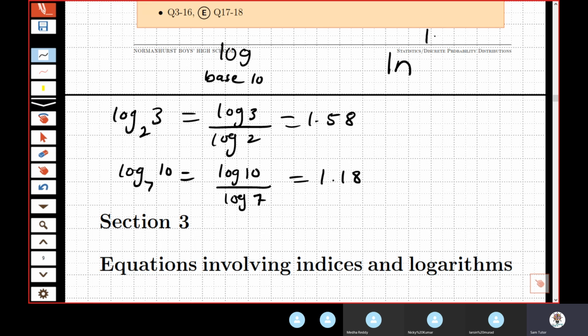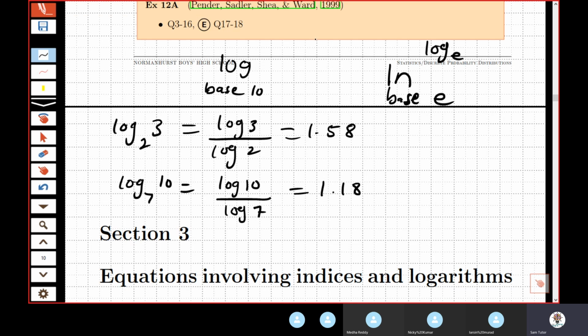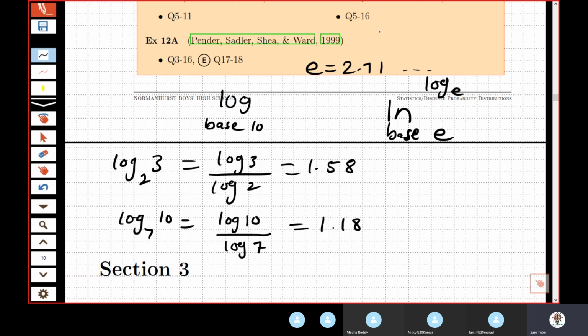Your ln actually has a little sub-base of e. So ln is the same as log base e. Now e, just like pi, is a number. e is about 2.71 and it goes on forever. If you wanted to work out what e is exactly, press Shift ln. You can see on top of the ln it says e, and then just press 1 as the power. You should get 2.71828 and so on. It just goes on.